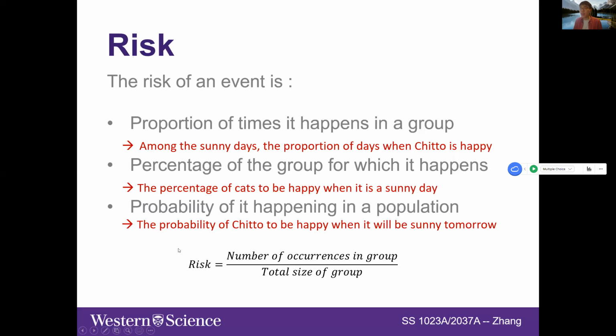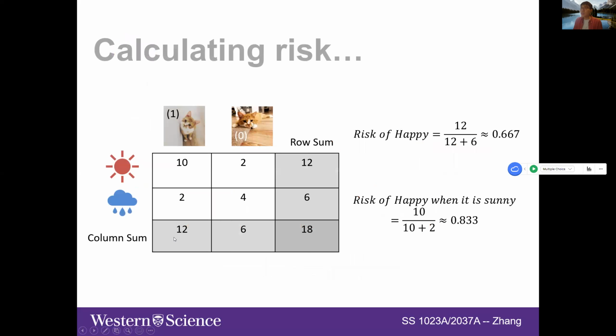So let's go through some examples. In these two-way tables, where we describe the relationship between the weather and different moods of the cat, we can look at different things. First of all, we can look at the risk of happy. Right now we just talk about happy in general, and we don't specifically look at a sunny day or raining day.